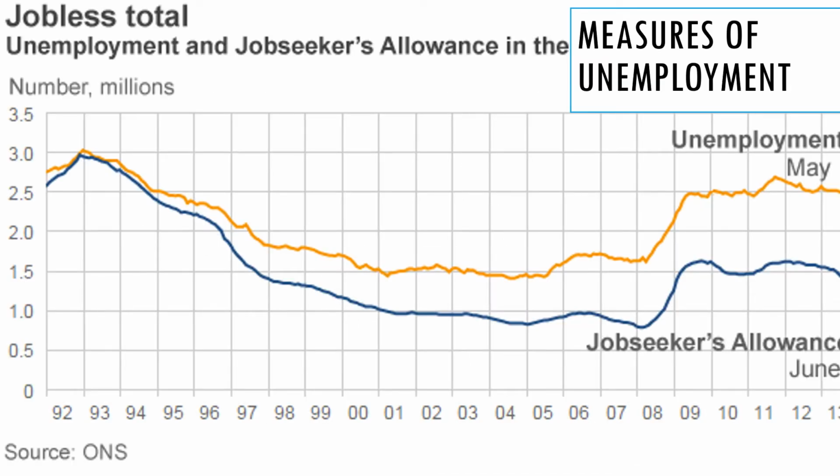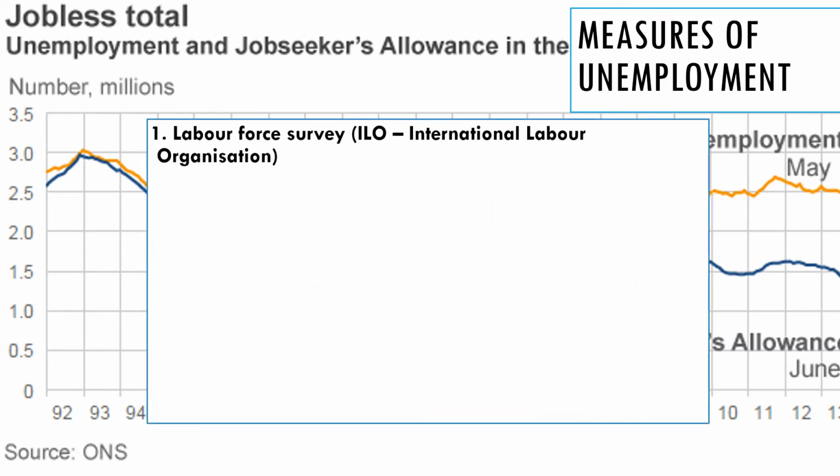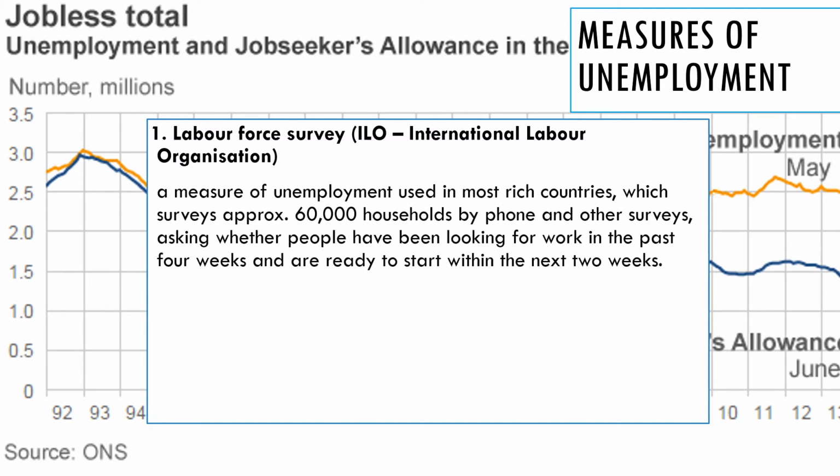Okay, so how do we go about measuring unemployment? Well, the main way that unemployment is measured is through the Labour Force Survey, and this is done internationally across many countries by the ILO, the International Labour Organization. And what they do is they carry out surveys. They survey approximately 60,000 households by phone and using other surveys as well, and they ask people the key question, within that household, have people been looking for work in the past 4 weeks, and are they ready to start work within the next 2 weeks? And if so, they would class that person as being unemployed, and they would use this survey to make an approximation for the population as a whole.